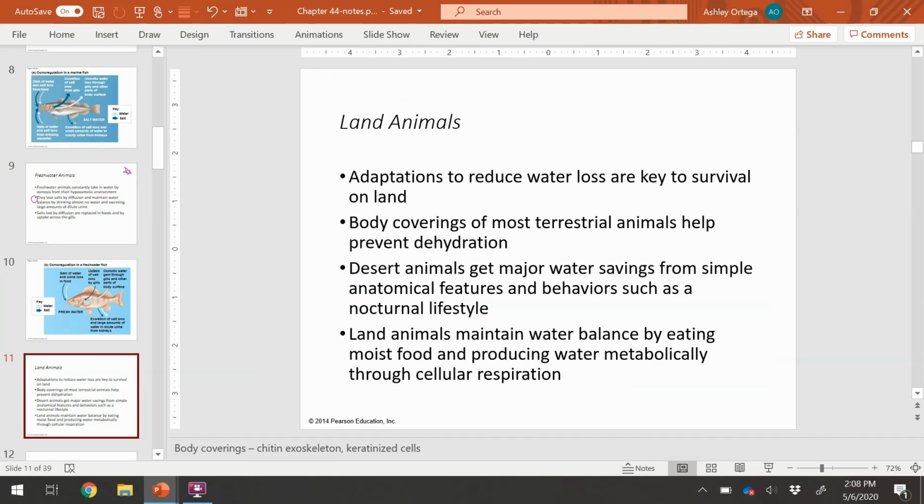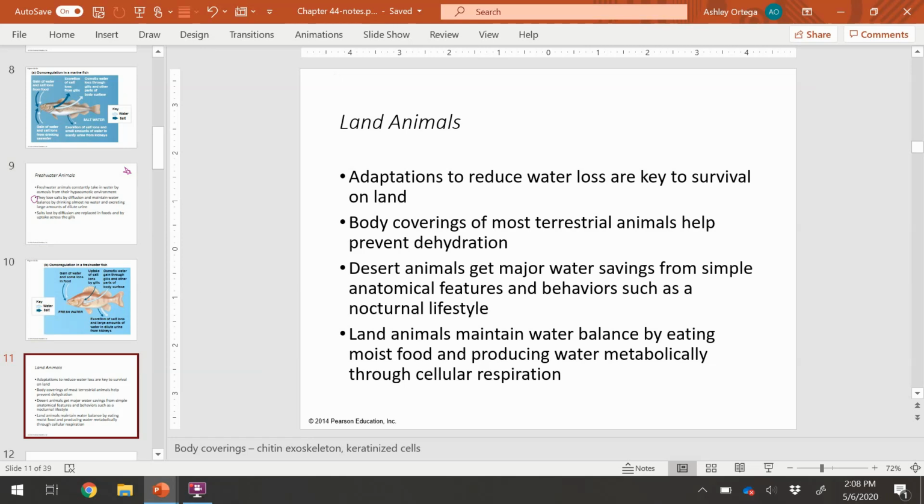All right, so moving on to land animals. So how do land animals regulate their osmoregulation, their osmolarity? And there are several adaptations to prevent water loss, which is key to survival on land. We've discussed that some in plants and invertebrates, their movement onto land came with many adaptations, some of which are shown here. First one being body coverings. Most terrestrial animals will have some type of body covering to prevent dehydration, like the exoskeleton made of chitin, or keratinized cells in humans provide a layer to prevent dehydration.